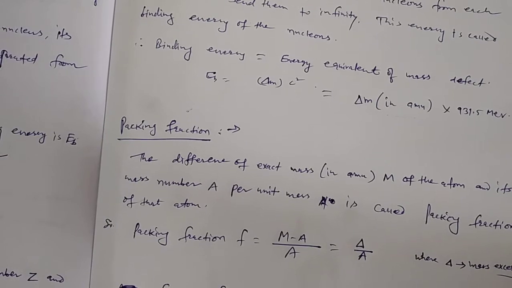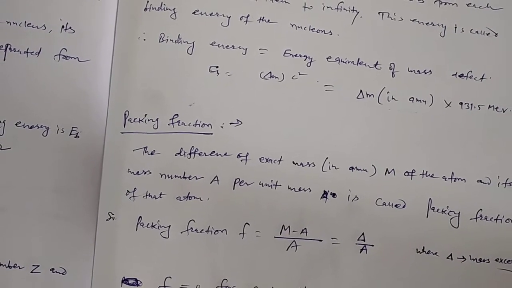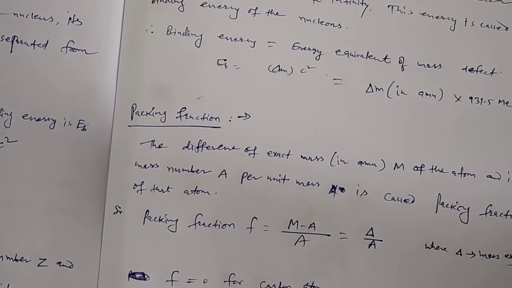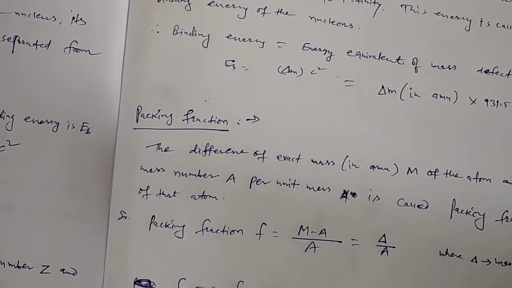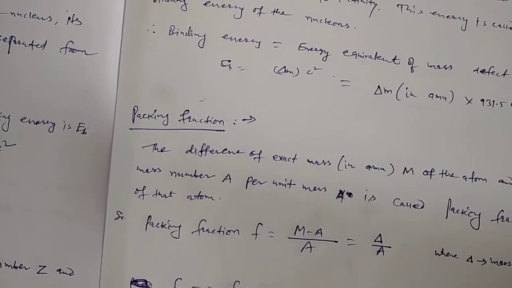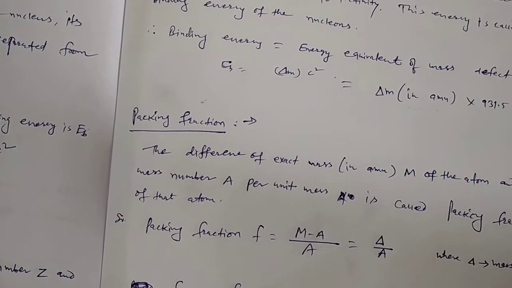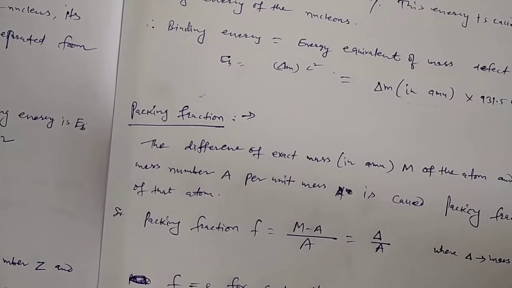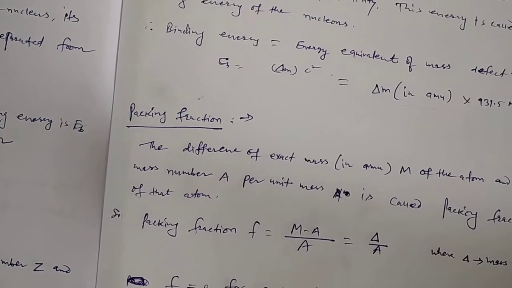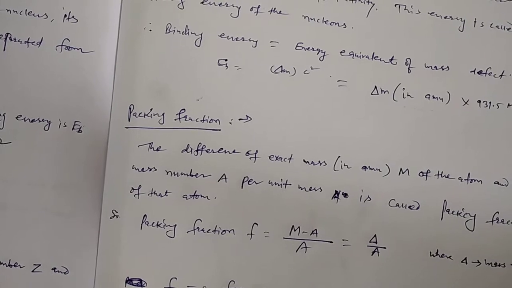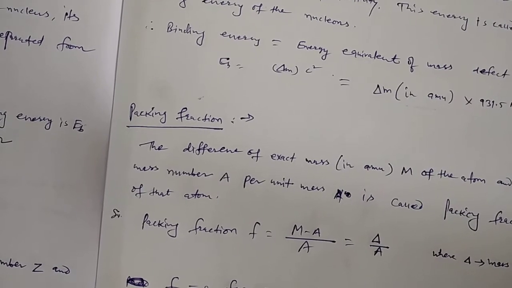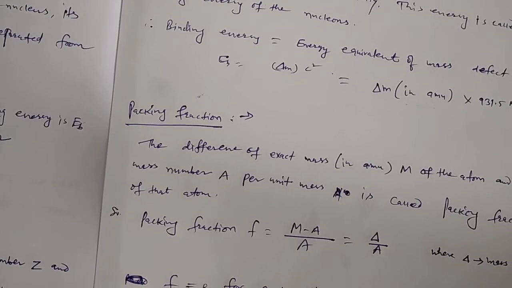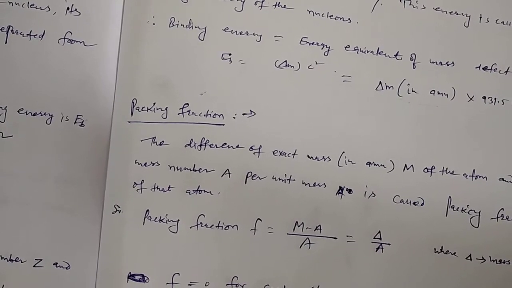F can be positive and F can be negative. Elements which have mass number less than 20 and greater than 180 have their packing fractions positive, and the elements which lie between mass number 20 and 180 have their packing fractions negative.